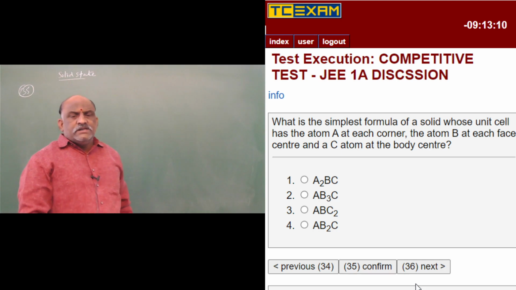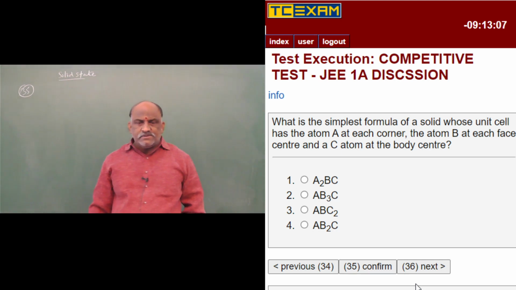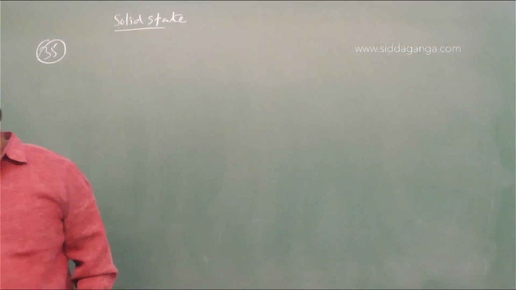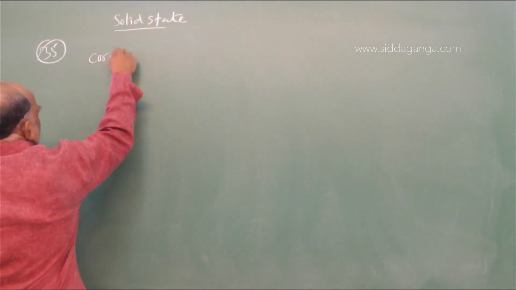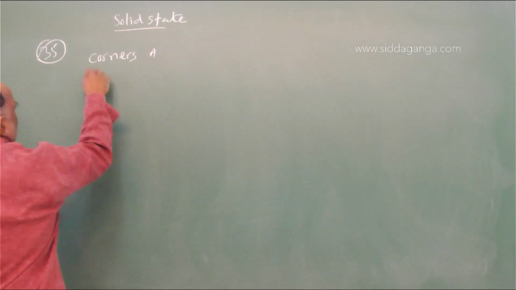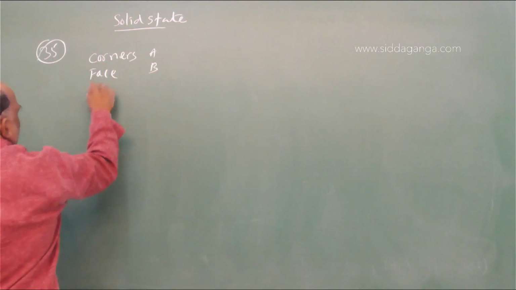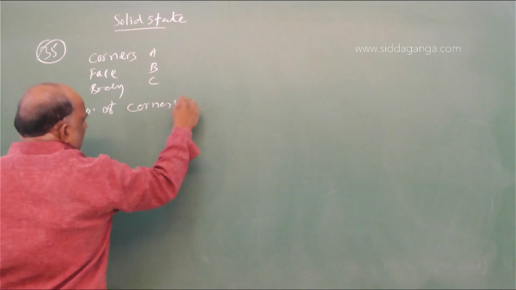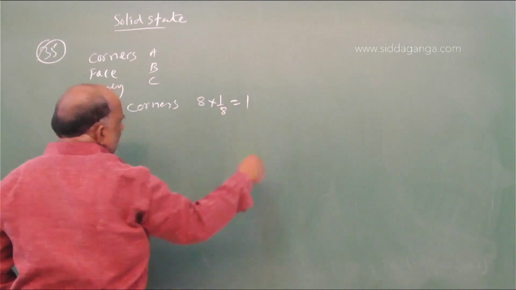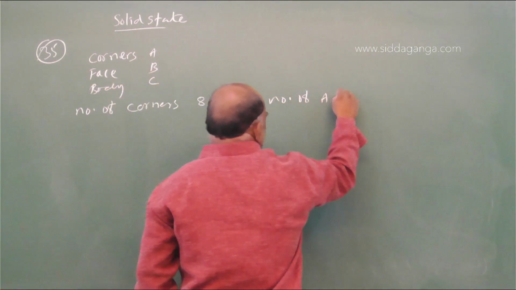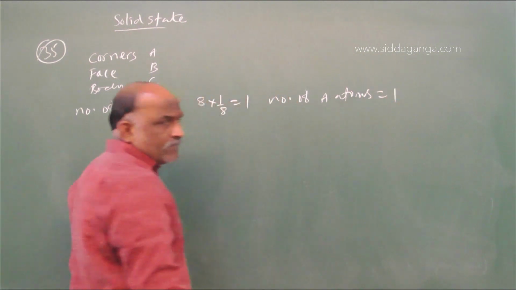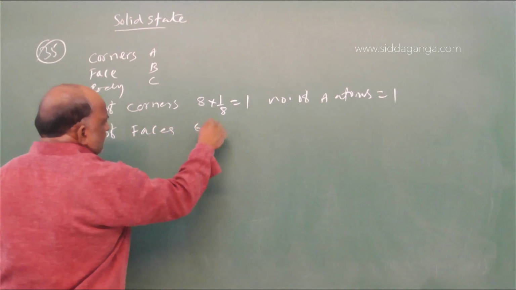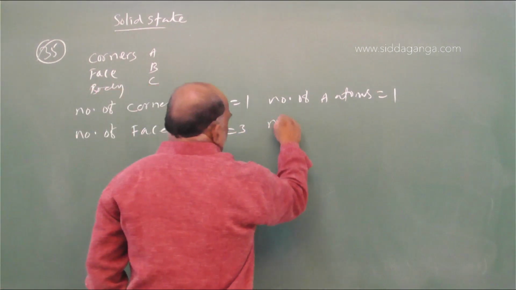35, a simple question. What is the simplest formula of a solid whose unit cell has the atoms A at corners, B face centered, and C body centered? Very simple question. Corner A, face B, body C. So the number of corners: 8 into 1 by 8 is equal to 1, so the number of A atoms is 1. Number of faces: 6 into 1 by 2 is equal to 3, so the number of B atoms is 3.